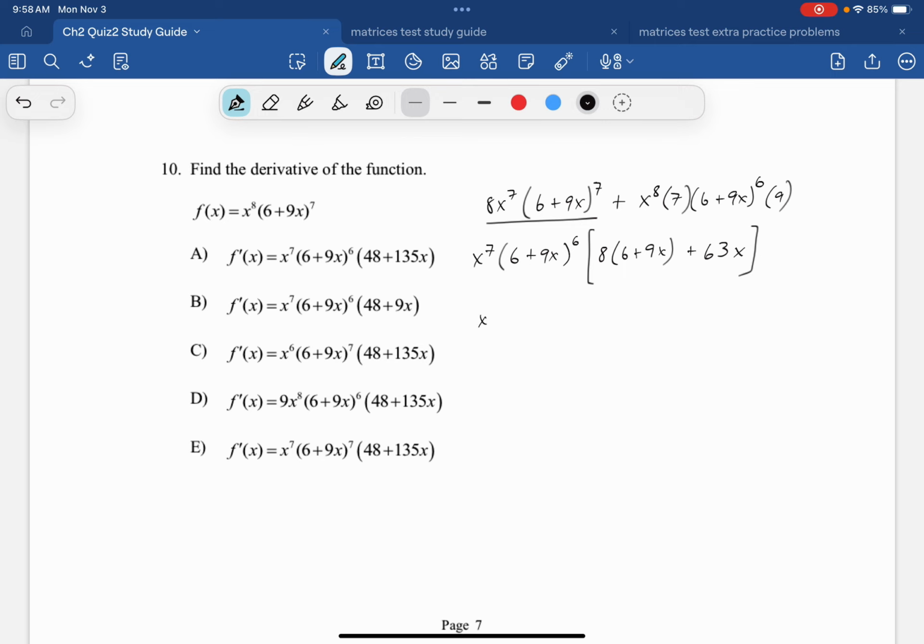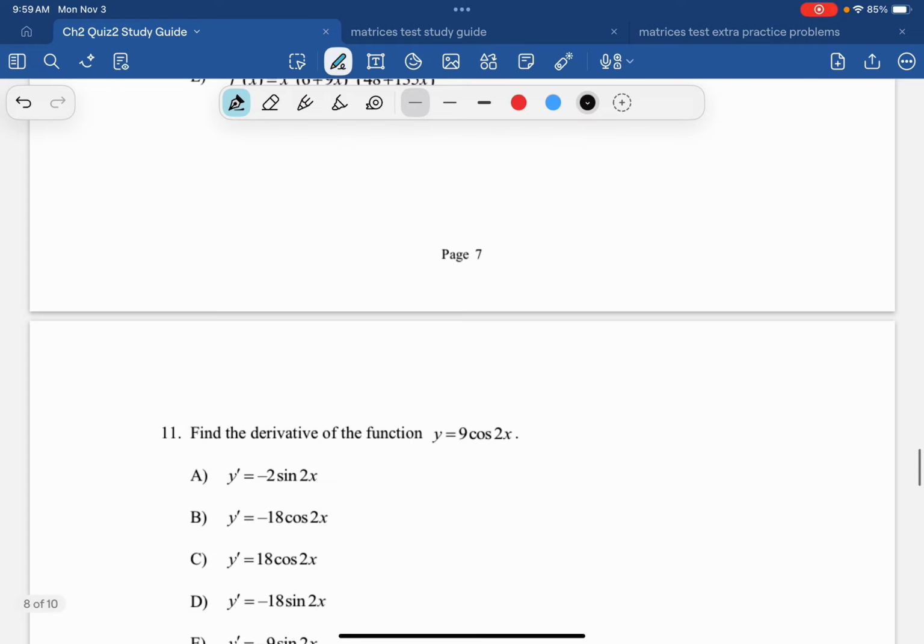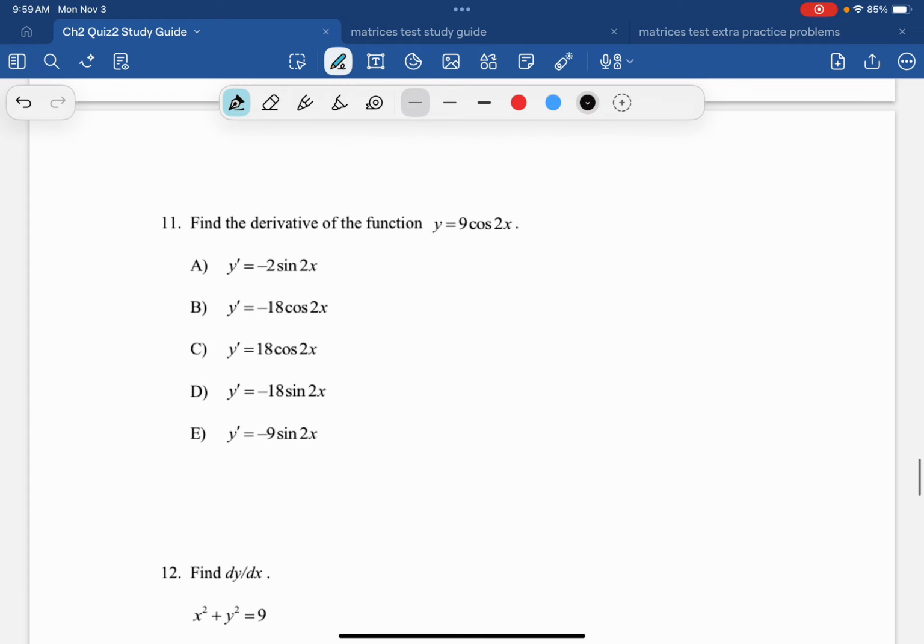Now if I simplify this more, I'm left with this: 48, right, 8 times 6, plus 72x, plus 63x. So that is 135x. 72 plus 63, yeah. Okay, so my answer is x to the 7th times 6 plus 9x to the 6 plus 3. Okay, looks like choice A. Hopefully that's right. Next question.